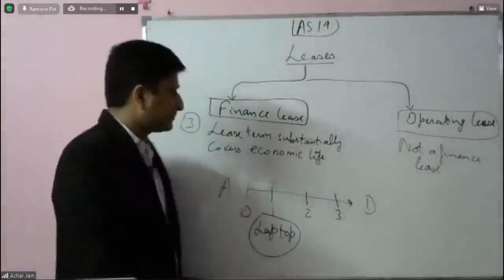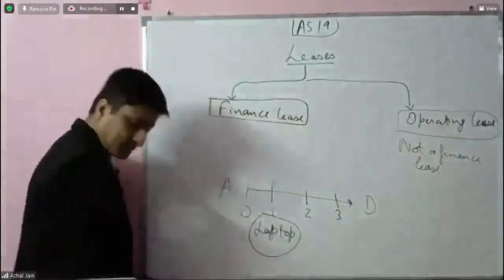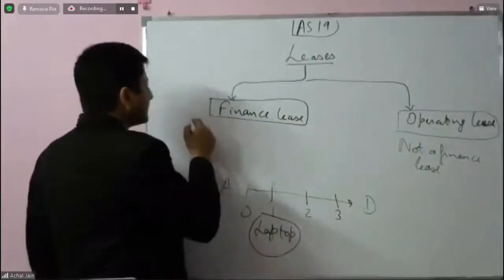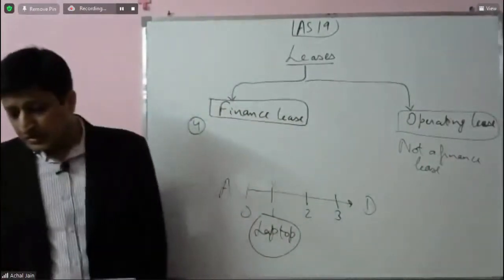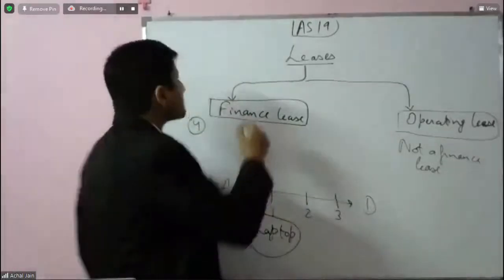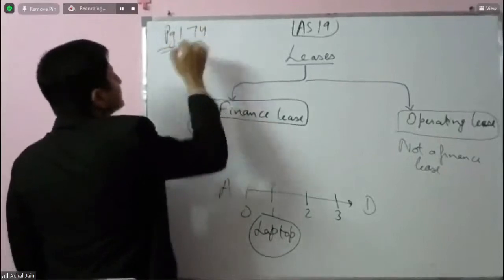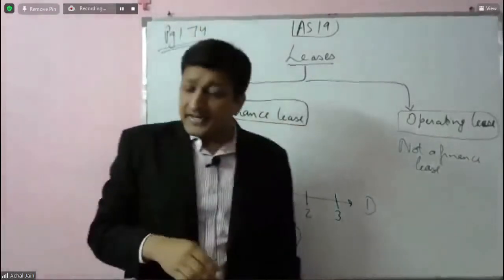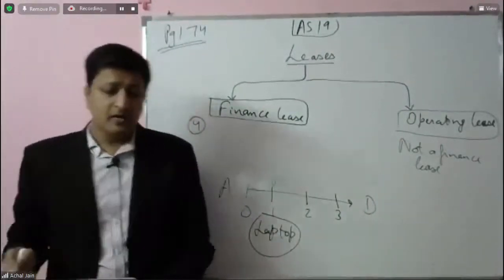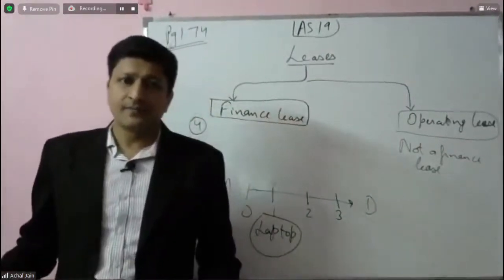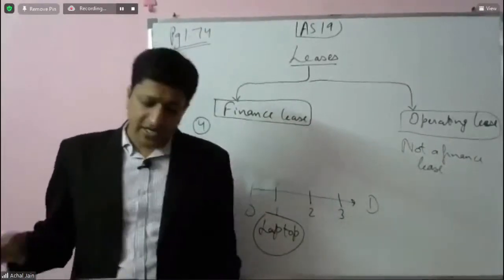Indicator number 4. All of these are the indicators. And if you want, you can also refer to this page, page number 1.74. Indicator number 4. Leased asset is of a specialized nature.